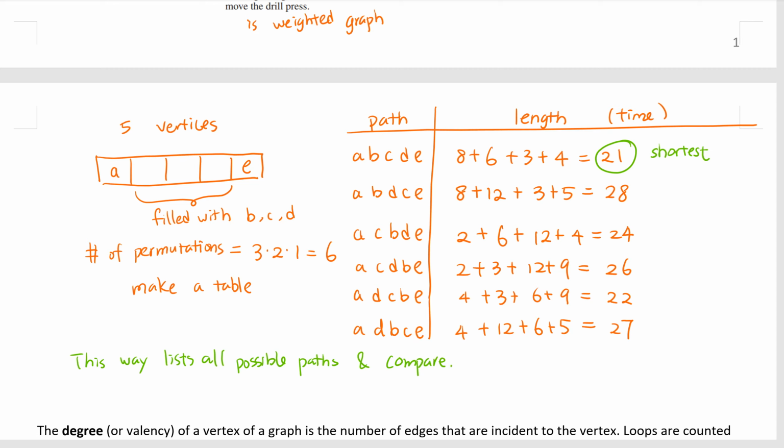However, here we have 5 vertices. If we have 6 vertices, how many possible paths are there? You're going to have 4 factorial, so that is 24. If I give you one more vertex, then 24 times 5 is going to be 120. Do you really want to compare 24 paths or 120 paths? So this way is kind of time consuming.